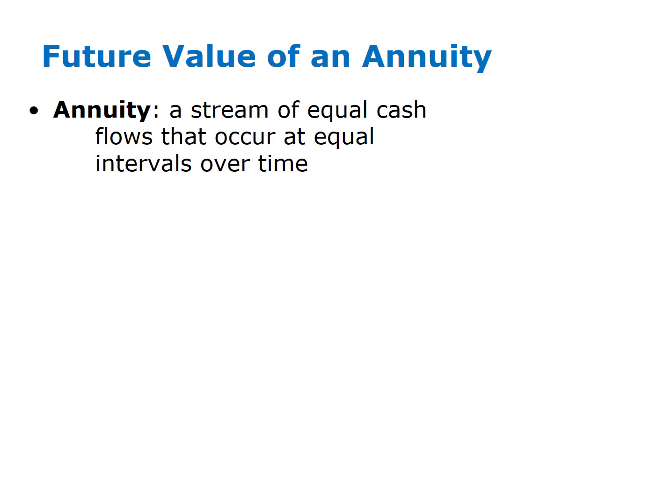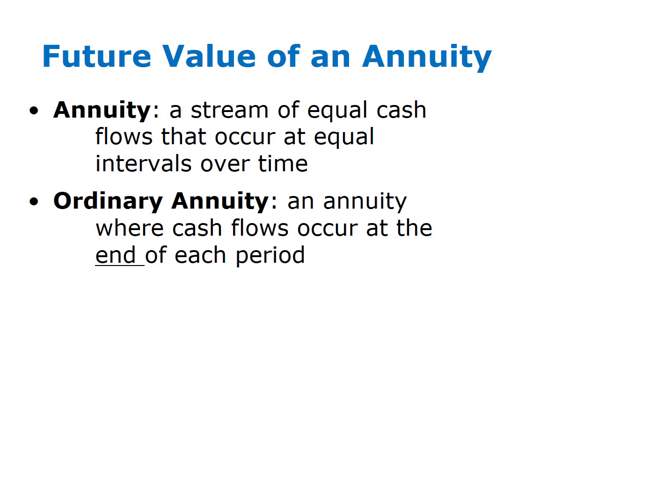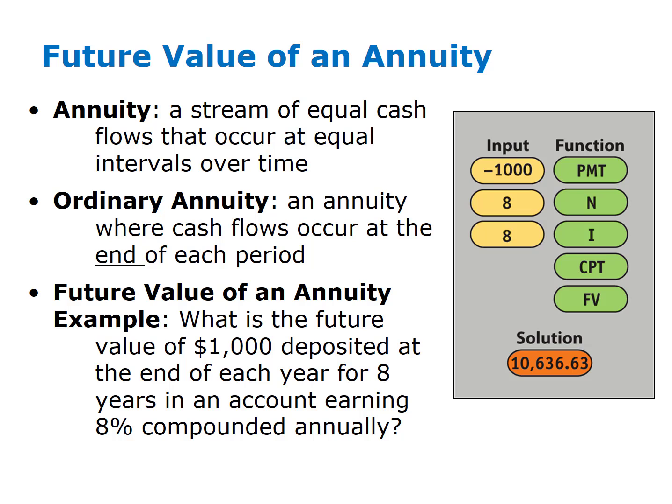Again, recall from 331, an annuity is a level stream of equal cash flows at equal intervals. 2 types of annuities. With an ordinary annuity, the cash flows occur at the end of each period. If the cash flows occur at the beginning of each period, it's an annuity due. In the example, you deposit $1,000 at the end of each year for 8 years.